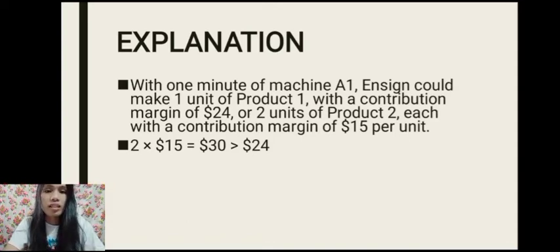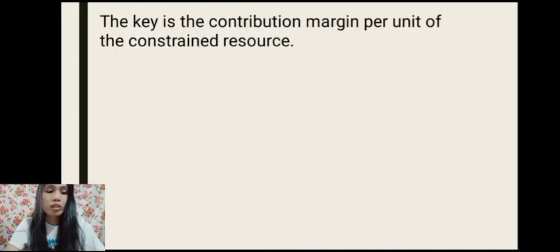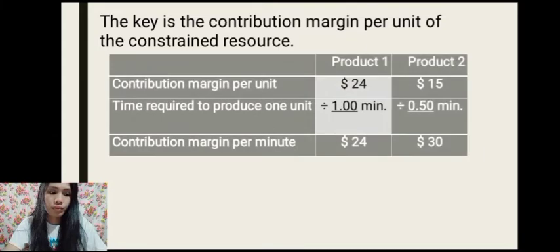Pero in 1 minute kasi, 2 units na yung kayang i-produce na product 2. Kaya 30. $30 ang contribution margin niya in 1 minute. So makikita natin dito that $30 is greater than $24. The key is the contribution margin per unit of the constrained resource. Ayan, so nalaman nating less profitable si product 1.